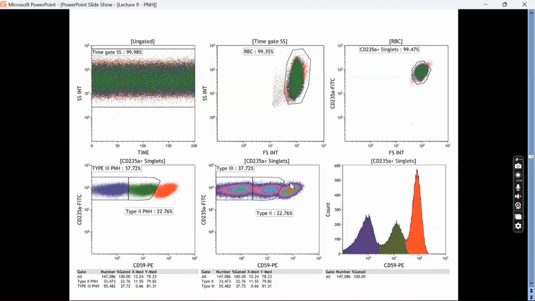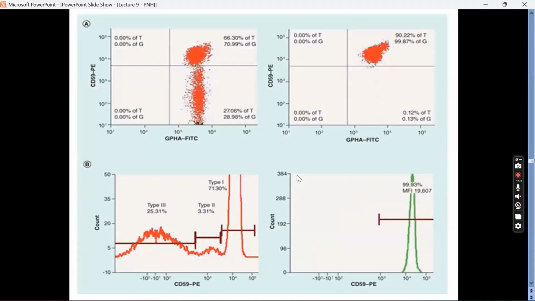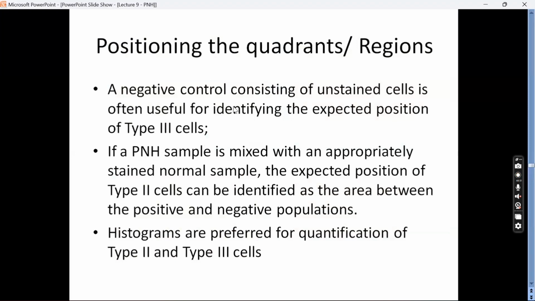And in between this type 3 and the type 1, you draw a gate and label it as type 2. That's how you are able to set the quadrant. Now if you run the patient sample in the same protocol or template, if the population is lying here, it is type 1. If it is lying in this area, it is type 2. And if it is falling here, it is type 3. That's how you can segregate the RBCs. Clear? Is that clear? Yes, sir. Perfect. So that's positioning the quadrants and regions.